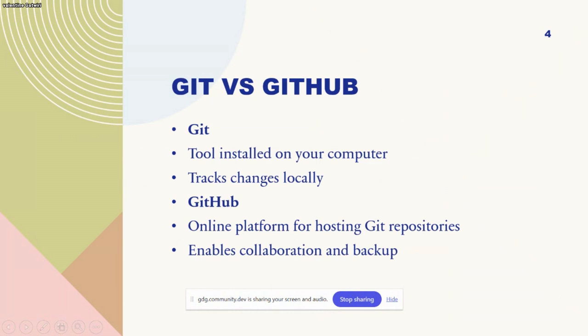So Git versus GitHub. A lot of people confuse Git and GitHub. So Git is a tool installed on your computer. It just tracks changes locally. GitHub is an online platform for hosting Git repositories, and it enables collaboration and backup.